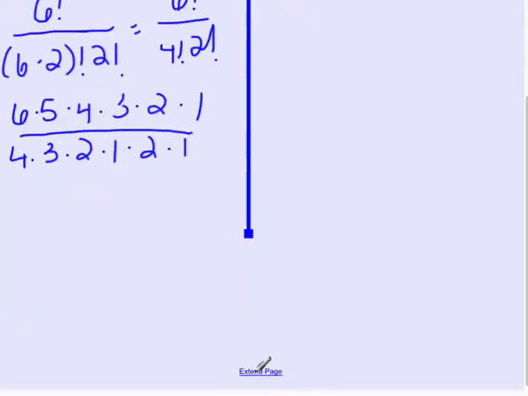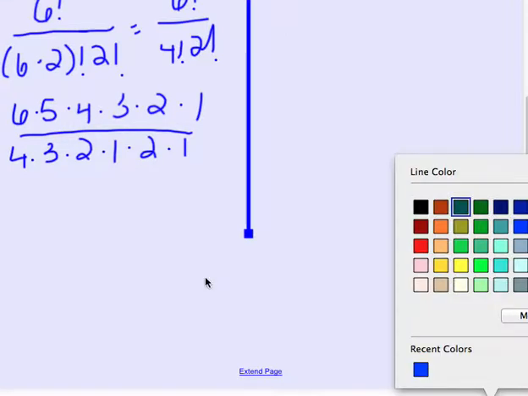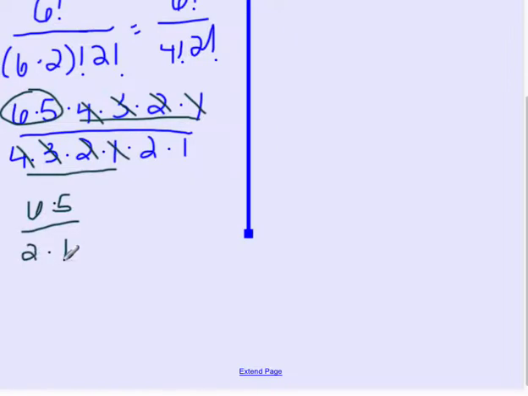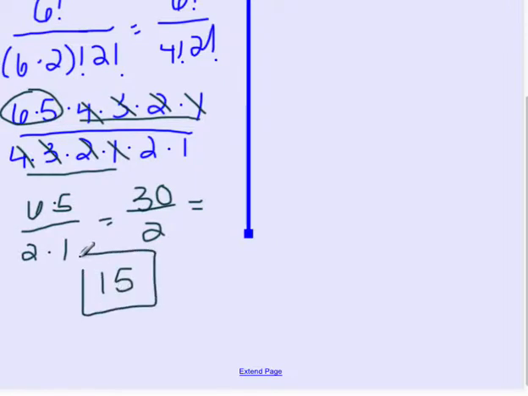Now let's cross off anything that's overlapping. We have 4, 3, 2, 1. What I did is cancel out the most that I could. 4 all the way to 1 was my biggest factorial, so I canceled 4 all the way to 1 up top. Then up top I'm left with 6 times 5, divided by 2 times 1. 6 times 5 is 30, 2 times 1 is 2, and 30 divided by 2 is 15. So 6 choose 2 is 15.